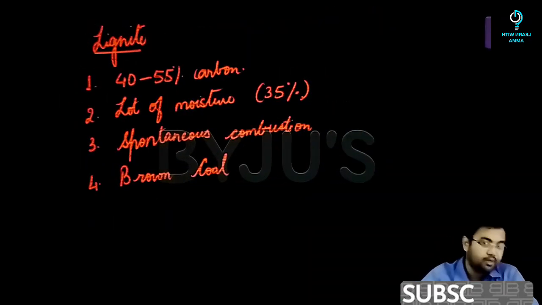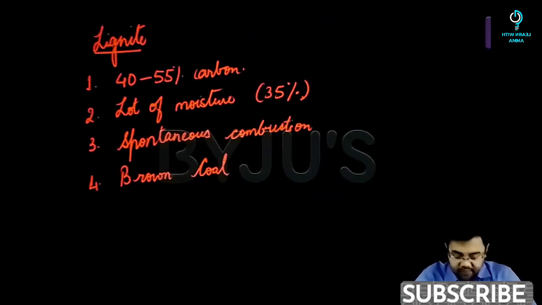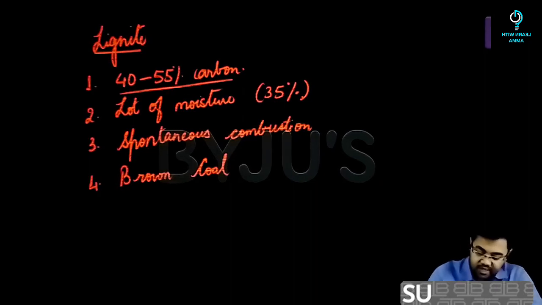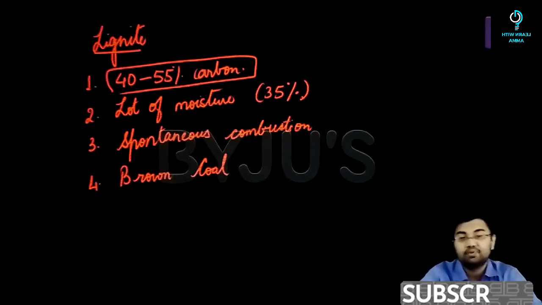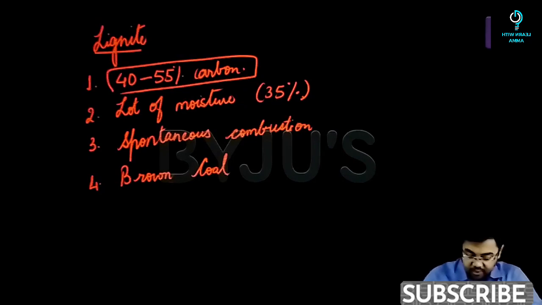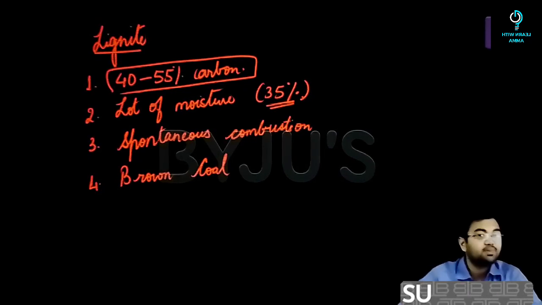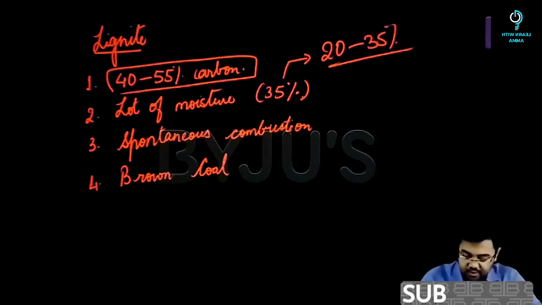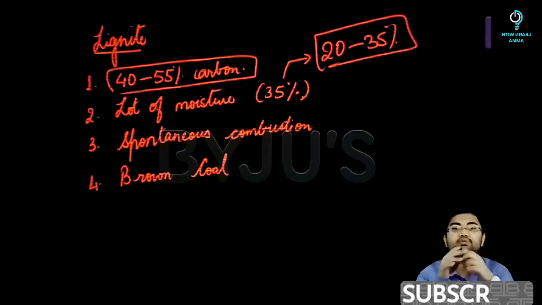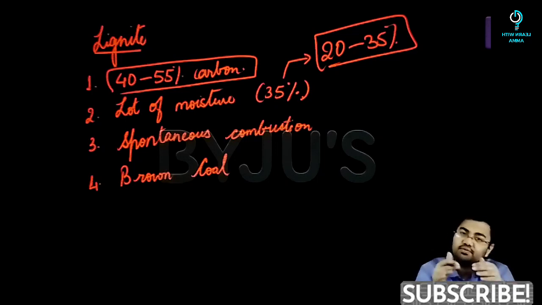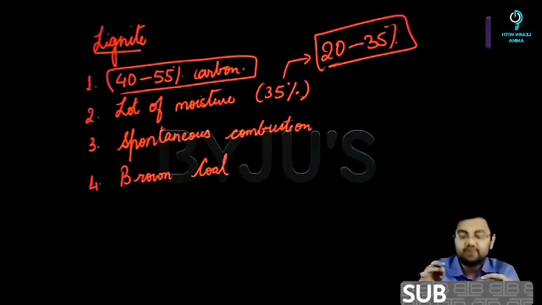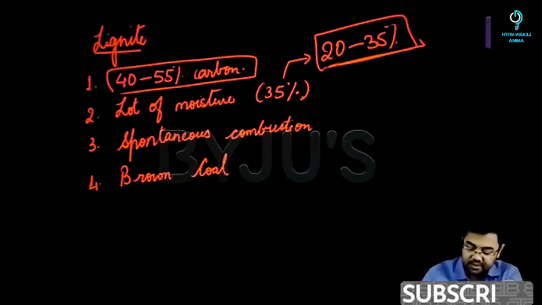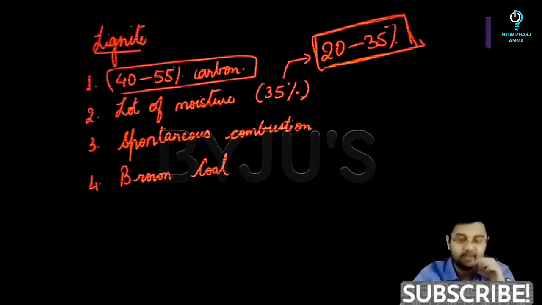Then the next one that you have is lignite. When we talk about lignite, the amount of carbon that it has is 40 to 55%. The amount of moisture is approximately 35%, or sometimes also said to be 20 to 35%. Because see, all this data I am giving you, if you go to varied sources, you will see varied data. But the most authentic ones have been giving the data to be 20 to 35%.